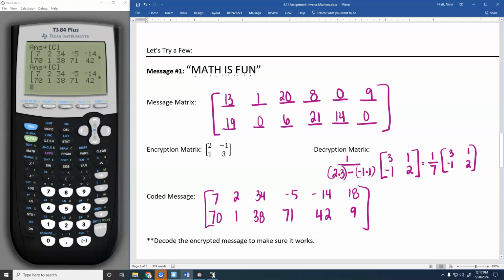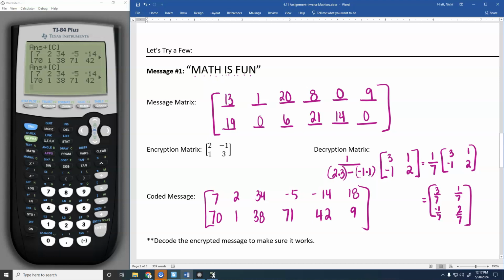In cases like this where you get something like 1/7, I would just stick with fractions. It's going to be easier to deal with. So if you multiply everything by 1/7, you're going to get 3/7, 1/7, -1/7, and 2/7. So that would be our decryption matrix. That is our matrix we're going to use to undo the code.